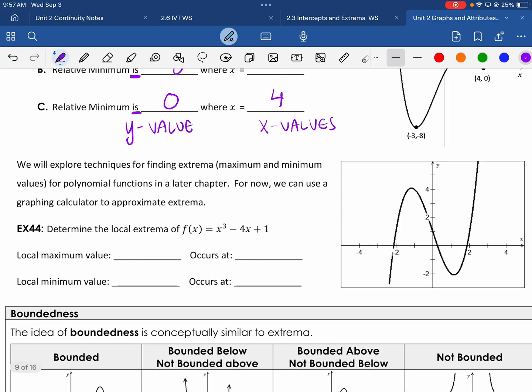Okay. Also, on your homework for today, you're going to have a calculator question where you're going to have to find the max and the min with the calculator like we did yesterday. This one, I think, does give you decimal points.